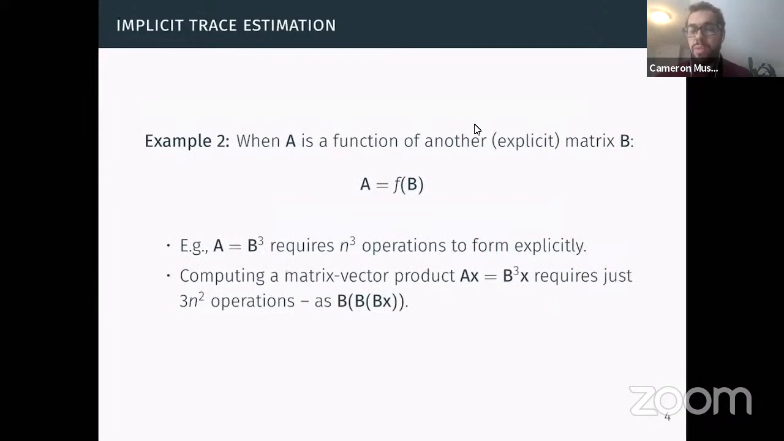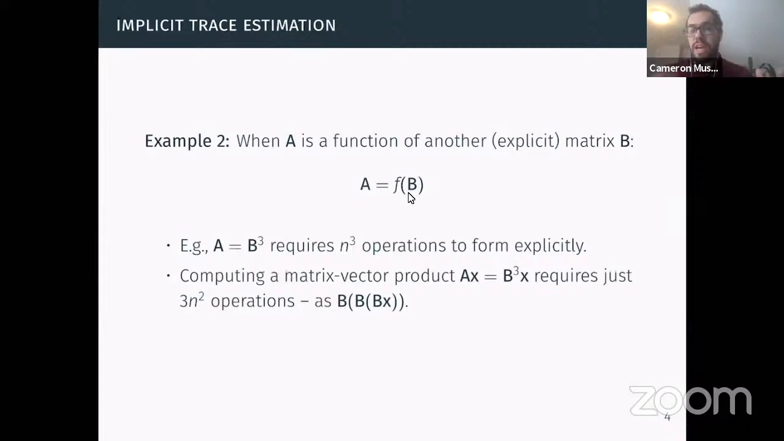Another example is when A, our matrix of interest, is a function of another, maybe explicitly given, matrix B. So A is equal to f of B. A simple example would be A is equal to B cubed. Computing the trace of the adjacency matrix cubed of a graph corresponds to, for example, counting triangles in a graph. So this is one case when this comes up.